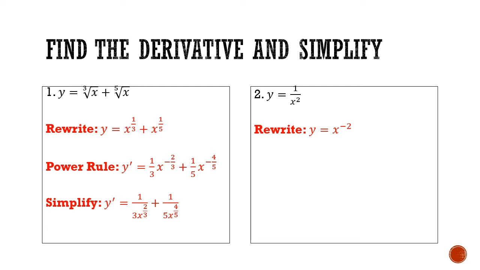Bring your negative 2 to the front and subtract 1 from negative 2. So you will get y prime equals negative 2 x to the negative 3. Don't leave that negative exponent. The negative exponent only goes with the x. So we're going to move the x to the negative 3 to the denominator and make it a positive exponent. And the derivative of y equals negative 2 over x cubed.